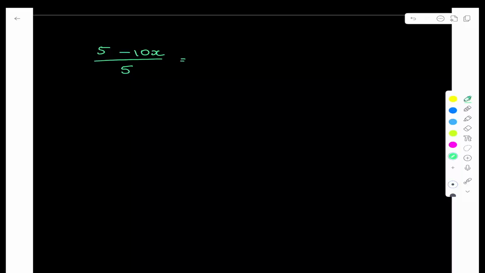What you should do first is factorize the numerator. 5 and minus 10x, 5 is a factor, and we would be left with 1 take 2x. On the denominator, you still have that 5, and those two cancel, so you're just left with 1 minus 2x.